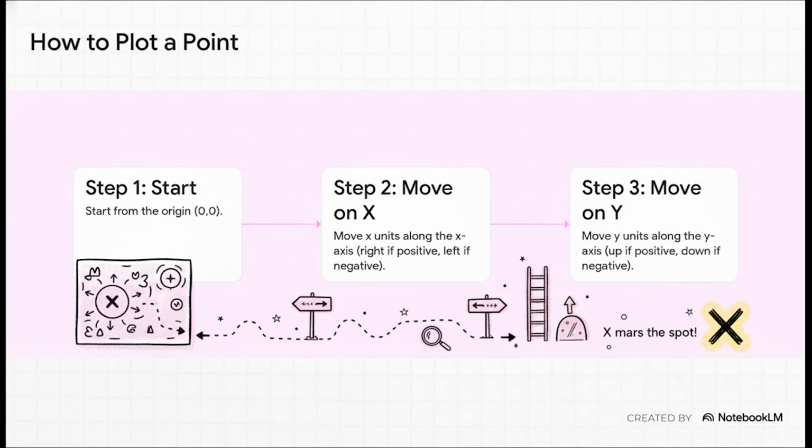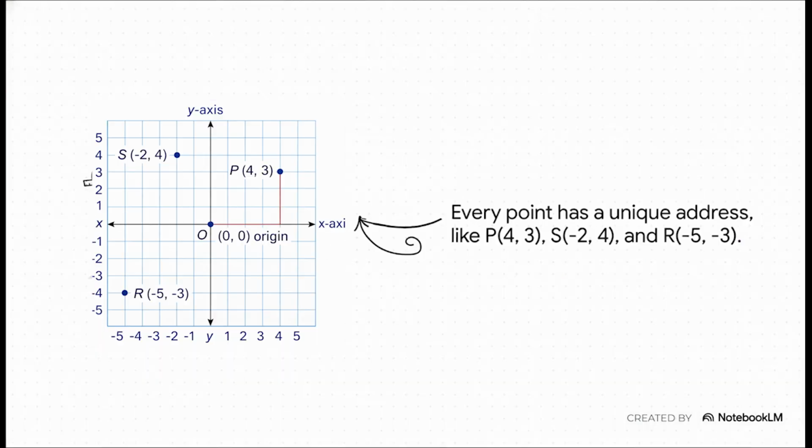Finding a point is basically like a treasure hunt. Step 1, you always start at home base, the origin, (0, 0). Step 2, you look at the x number. If it's positive, you move right. If it's negative, you move left. And step 3, you look at the y number. Positive means you go up and negative means you go down. And boom! X marks the spot. Let's give it a try.